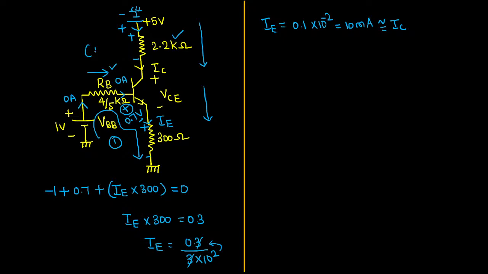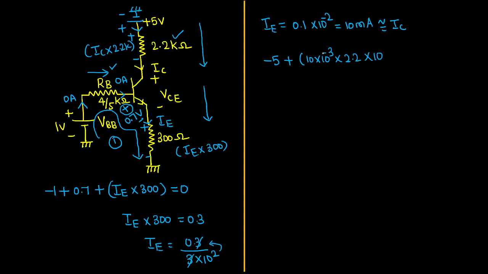Collector current IC into resistor 2.2 kilo ohm, that is the voltage drop. Similarly, for the emitter also, you know, emitter current IE into resistor is 300. Now if you write down the KVL equation again for this outer loop, you will be getting minus 5 voltage plus collector current is 10 milliampere. Just now we saw 10 into 10 power minus 3 into resistor value is 2.2 kilo ohm.